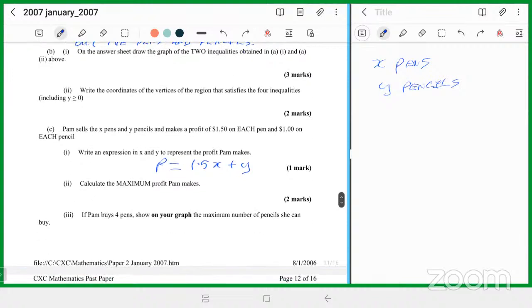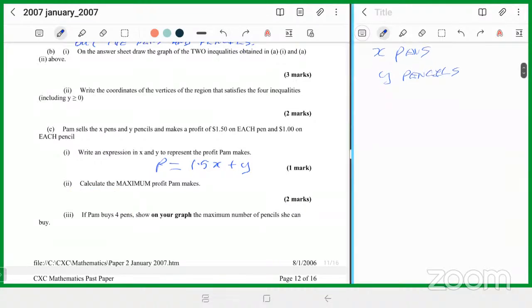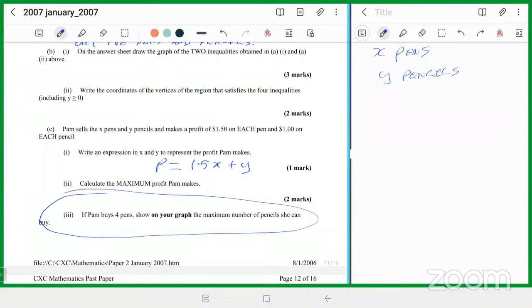And then this one says, if Pam buys 4 pens, show on your graph the maximum number of pens that she must buy. So in that case, that's another good question. You know? You should buy 4 pens, right? So let me give you an indication of how you would answer this question. Let's do a quick sketch and show you how you'd answer that part.